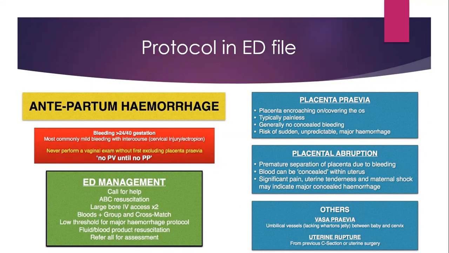If there is mild bleeding after intercourse, it's usually a local bleeding. But if it's more severe, then it's most likely coming from the placenta. There's also just emphasis to never perform a vaginal exam without first excluding placenta previa. So as we see here, no PV until no PP.